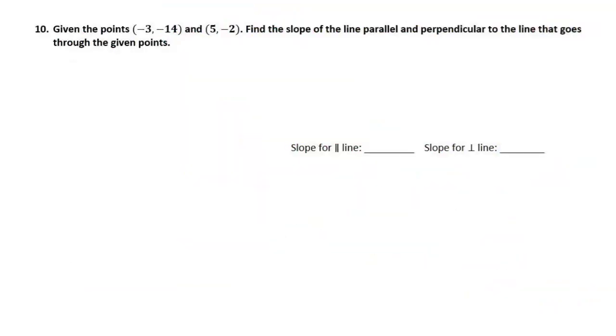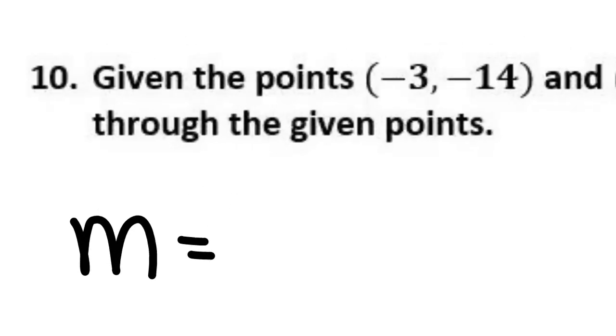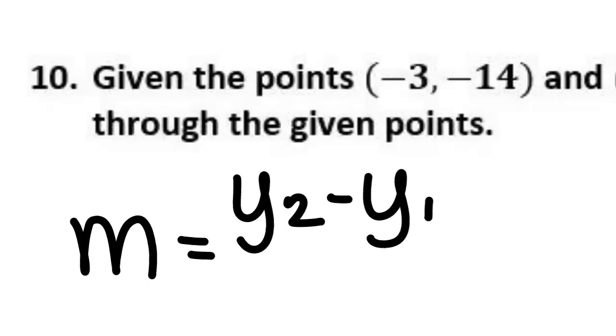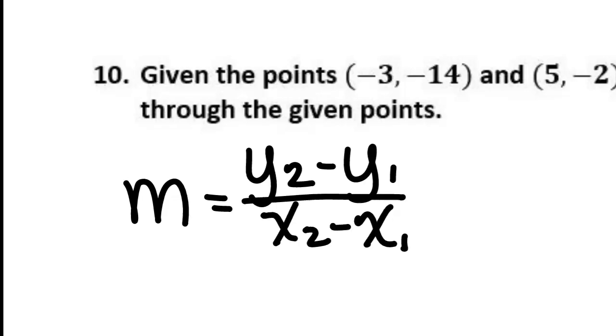Number 10 says, given the points -3, -14, and 5, -2, find the slope of the line parallel and perpendicular to the line that goes through the given points. So our slope formula is m equals y2 minus y1 over x2 minus x1. I will give you this formula on the test. You do not have to memorize this.